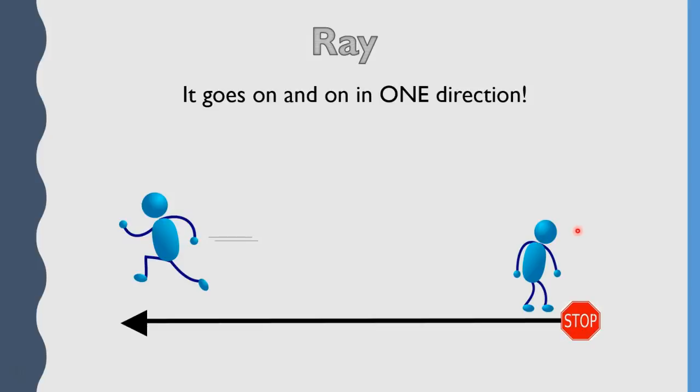Okay? But it could be flipped around. So the endpoint could be over here and the arrow could be over here, but you have one of each. So on one side, you get to run, and the other you have to stop.